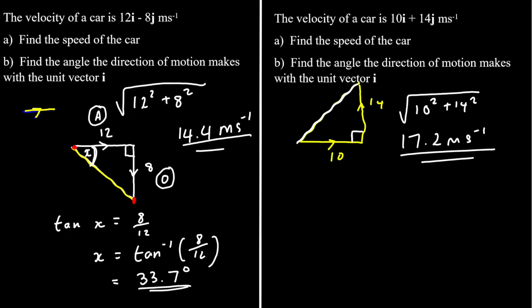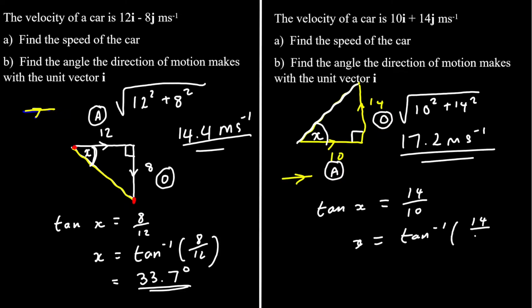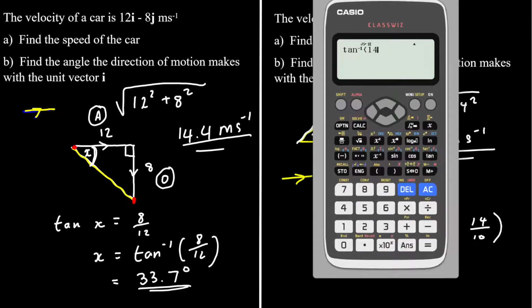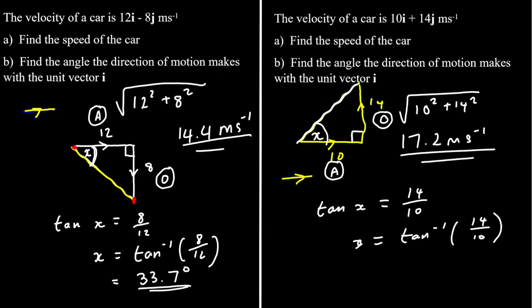Find the angle the direction of motion makes with the unit vector i. So again, the unit vector i is that way in the positive x direction. So it's this angle here. We've got the opposite and the adjacent again. So it's tan again. Tan x equals 14 over 10. So we want arctan of 14 over 10. And we get 54.5 degrees.